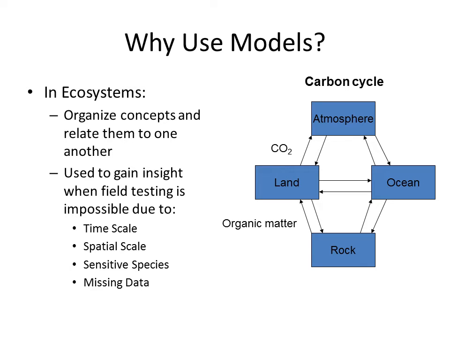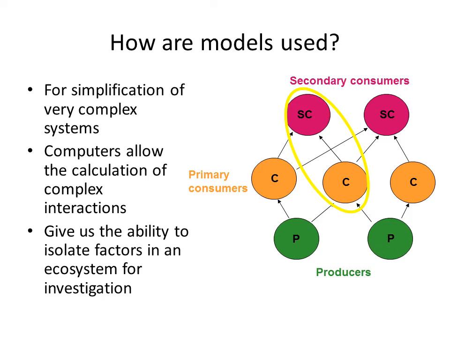Models help organize concepts and relate them to one another. They are used to gain insights when field testing is impossible due to large timescales, large spatial scales, species we don't want to harm, or if there's a lot of missing data. Models are used to simplify very complex systems and allow for the use of computers to calculate complex interactions. They also give us the ability to isolate factors in an ecosystem for investigation.